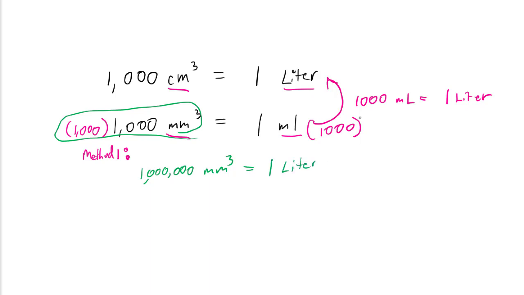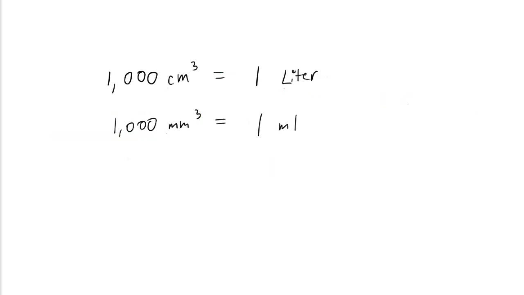Well, wait a second. We know 1 liter equals, in turn, 1,000 cubic centimeters, which is exactly what the question wants to know. How many millimeters cubed go into 1,000 centimeters cubed? And the answer is 1 million. It's that easy. In method 1, I did use a separate kind of unit. I used my liters and milliliters to convert back into cubic centimeters. I didn't need to do that at all.